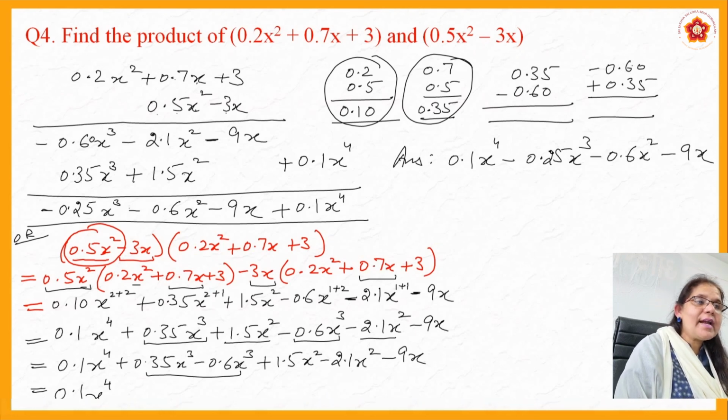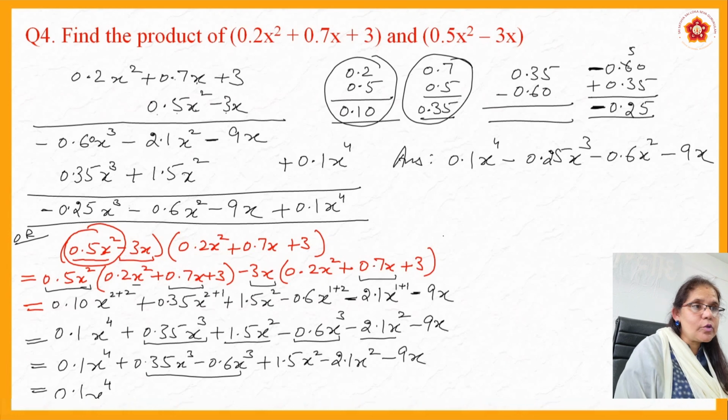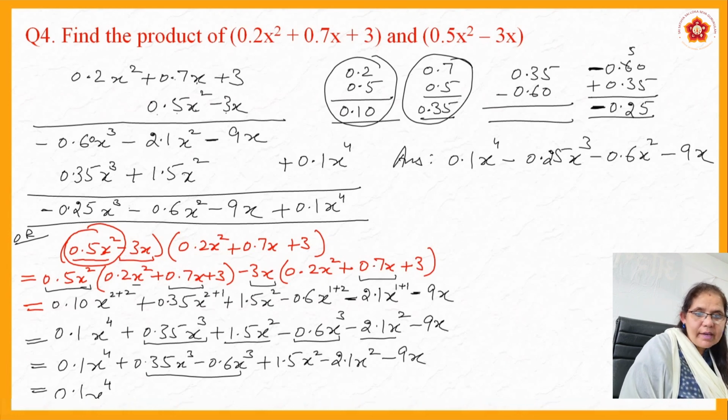So when I subtract 35 from 60, 10 minus 5 is 5. 5 is left here. 5 minus 3 is 2. The decimal will come here. And which sign comes? The sign will come of the greater number, the sign before the greater number. So it is minus 0.25, minus 0.25 and the variable is x cube.